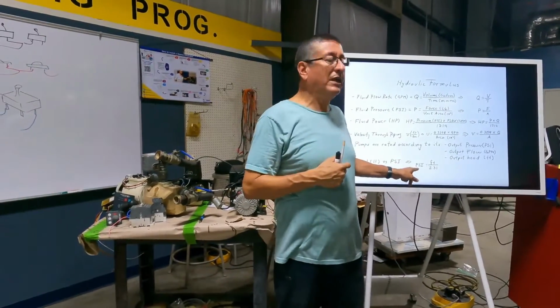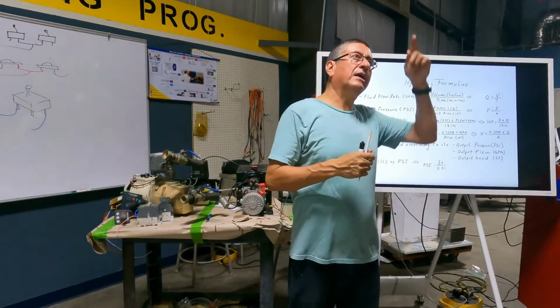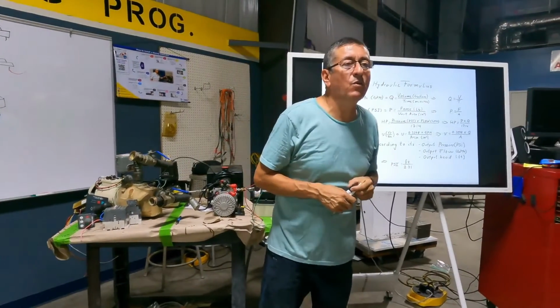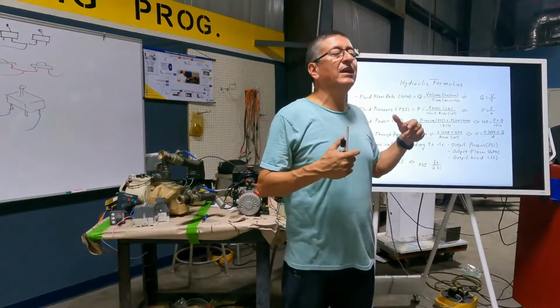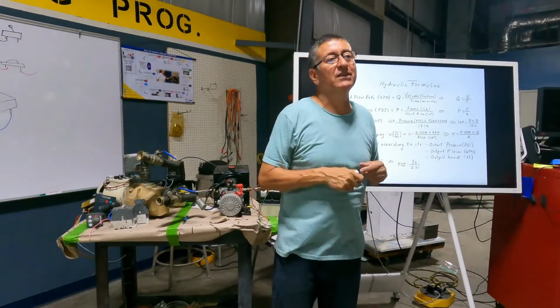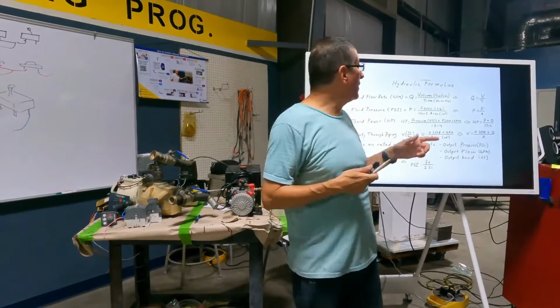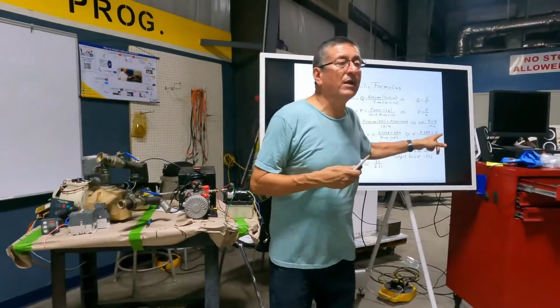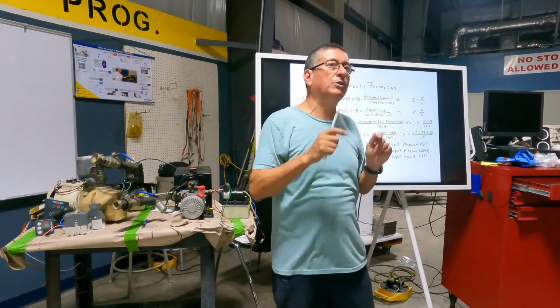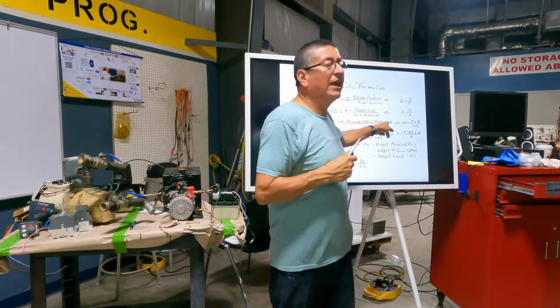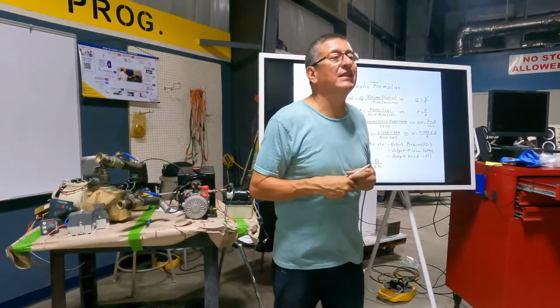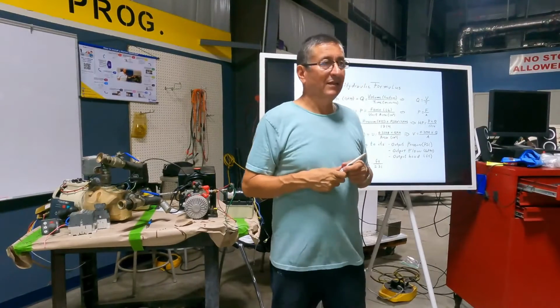Don't forget this formula. Pressure is equal to distance divided by 2.31. And another magic formula is 1 horsepower is equivalent to 746 watts. Another magic formula is this: the horsepower of the fluid is equal to the pressure times the flow in gallons per minute, divided by this constant, 1714.